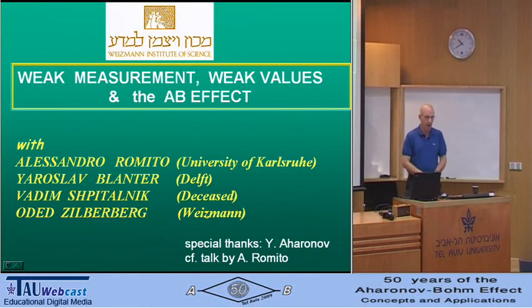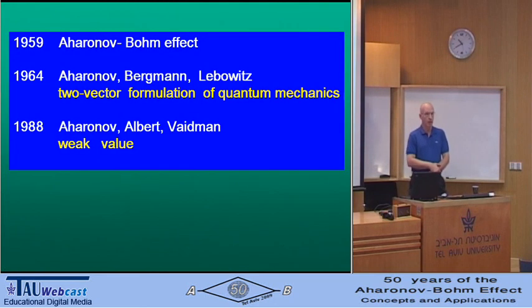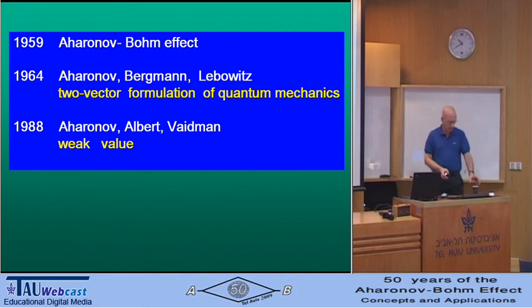So actually, this is a double feature Yakir Aharonov, because the work is based on two seminal effects by Yakir, the AB effect and the weak value protocol. My collaborators are Alessandro Romito of the University of Karlsruhe, and actually he will add some details in the next session, Jaroslav Blanter from Delft, the late Vadim Shpitalnik, and my student Oded Zilberberg. And as I said, this talk is based on three seminal works Yakir has co-authored: the AB paper, the paper on the two-vector formulation of quantum mechanics, and then the paper by Aharonov, David Albert, and Lev Vaidman on the weak value protocol.